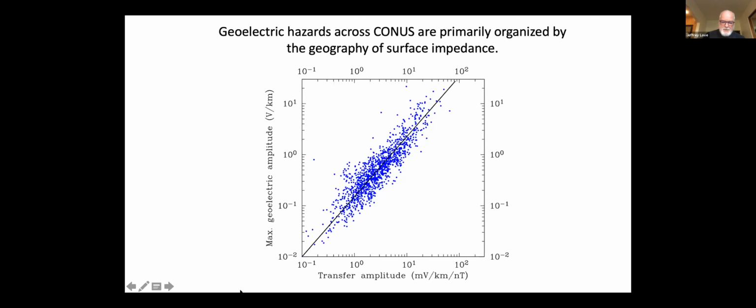We plot that transfer amplitude on the horizontal axis here, and then look at the maximum geoelectric field that was realized over the course of the magnetic storm for each one of those tensors. And we plot that amplitude, the geoelectric amplitude versus the transfer amplitude, on this log-log plot. And we see really that the impedance of the solid Earth is the organizing influence for the geoelectric hazards across the contiguous United States.